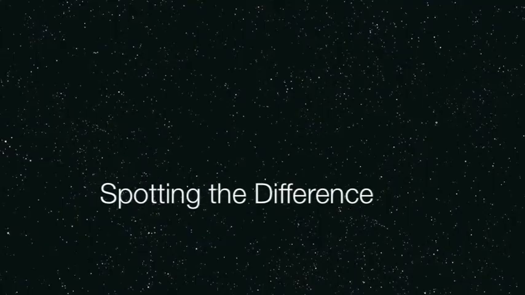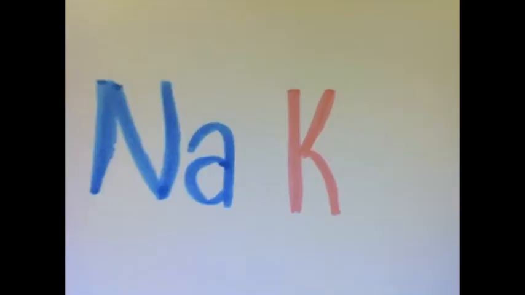Spotting the difference. Review. Which of the following pairs of elements can form covalent bonds? Do sodium and potassium form a covalent bond? No. Sodium and potassium do not form a covalent bond because both of the elements are metals. They form a metallic bond.